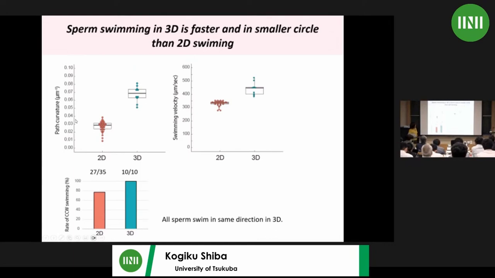And path curvature, if it becomes a small value, means linear motility, and 3D has a much smaller value. It shows us that in 3D, the sperm helical path is much smaller than in the planar condition. And the swimming velocity is also faster than in 2D. And interestingly, we are interested in why sperm swim in circles in the same direction.